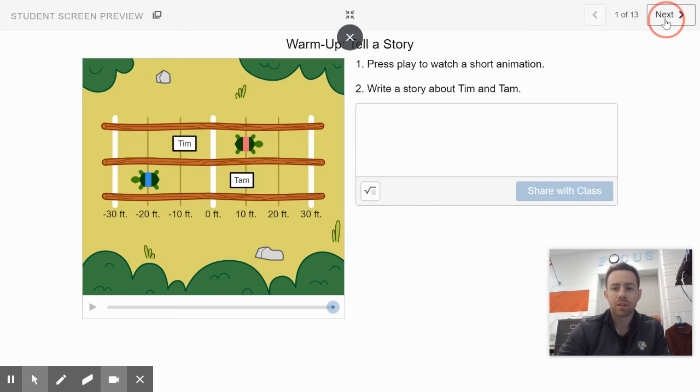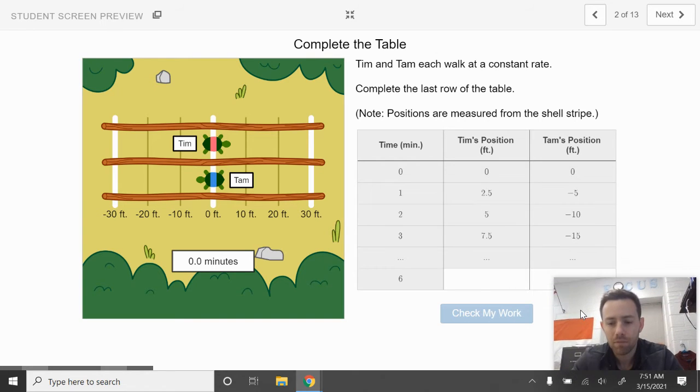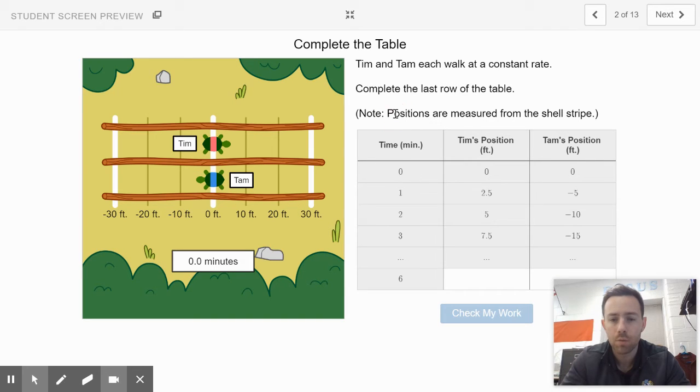Awesome job there, guys. On slide 2, your objective is to complete the table. It says that Tim and Tam each walk at a constant rate. Maybe you notice that as you watch their animation first. Your job is to complete the last row of the table. And it says to note positions are measured from the shell stripe. So the shell stripe is that blue or red stripe there in the middle of their shell.